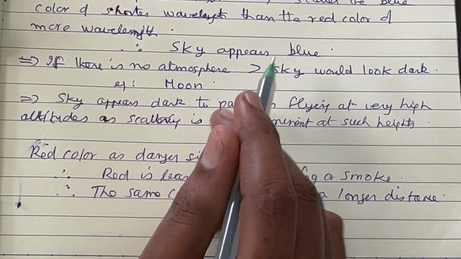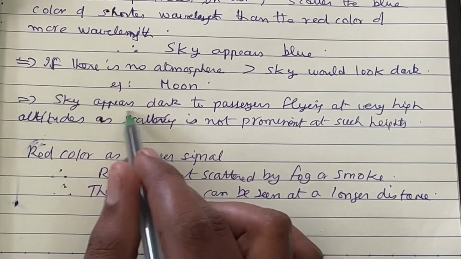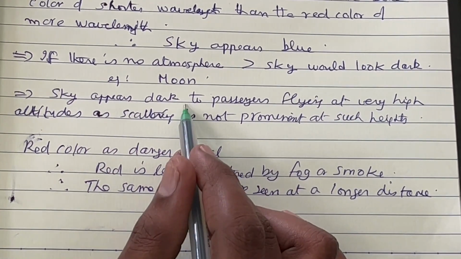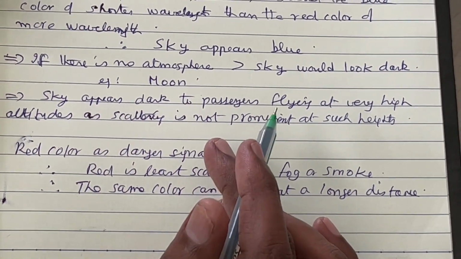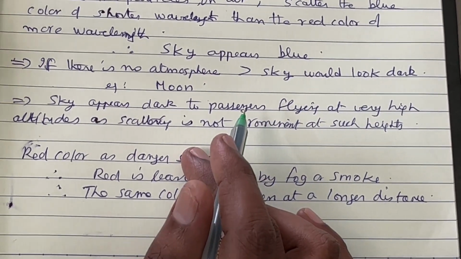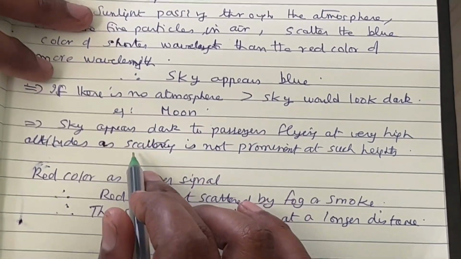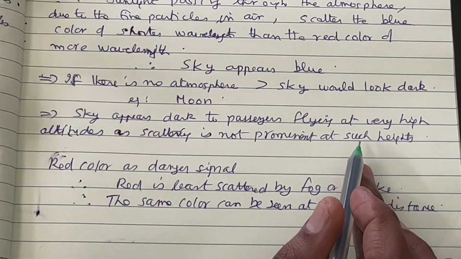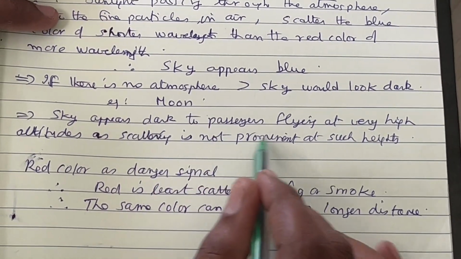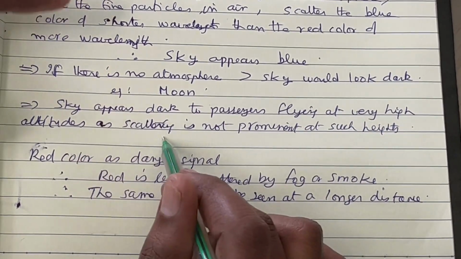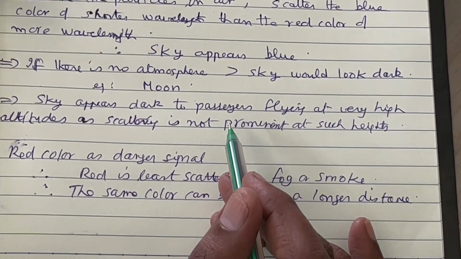I can take the example of the moon, where the sky is dark. Also, for passengers on a flight flying at high altitude, the air is much less dense, which means the effect of scattering is less. At those altitudes there is very little scattering, so the sky will not look bluish, it will be quite dark. So the sky appears dark to passengers flying at very high altitudes because scattering is not prominent compared to lower altitudes.